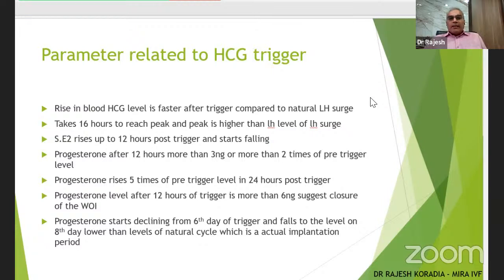lower than that of a natural cycle, which is the actual implantation period. So post hCG, this is a black spot where the progesterone level is actually less than a natural cycle progesterone level, and which is the actual period of implantation.